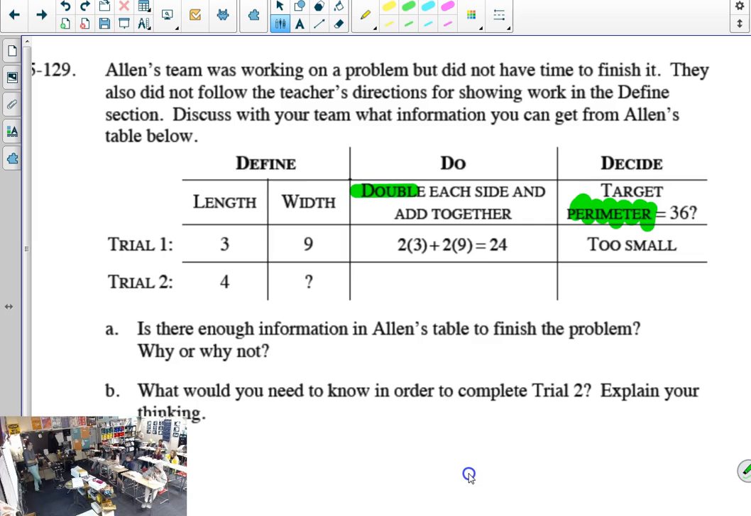Can anyone make a guess of how they figured out their width based off their length? Can you just see a connection up here? I'm not looking for right or wrong. I'm just curious if you can see a connection.